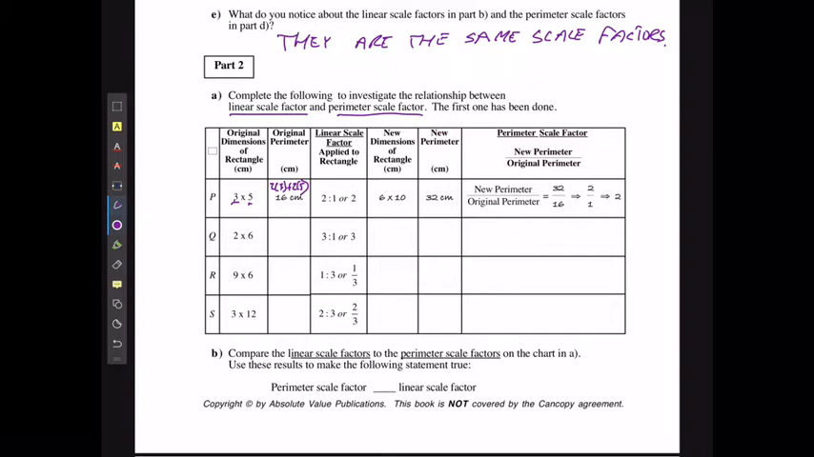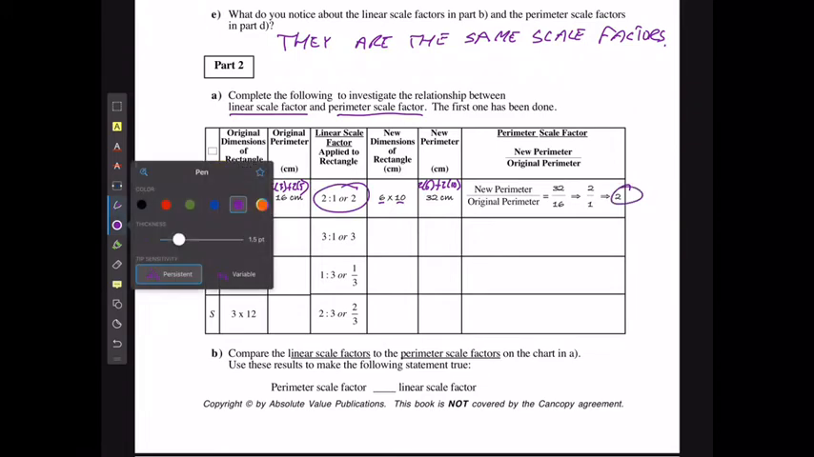The linear scale factor that I'm applying to it is going to be 2 to 1, which means that I'm going to double the original dimensions, which is going to give me 6 and 10. The new perimeter would be 2 times 6 plus 2 times 10. And that's going to give me 32. When I divide the perimeters, I had a linear scale factor of 2, and my perimeter scale factor was also 2. This should be pretty telling right from the get-go.